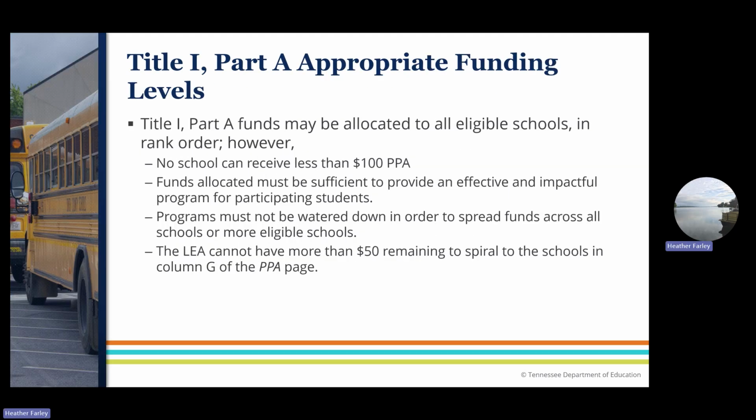Also, when you're looking at what schools to serve, think about appropriate funding levels. You cannot give any school less than $100 per pupil amount. And you don't want to just keep giving money to schools, just saying, oh, they need some money. Ensure that the money they get would be beneficial to run a strong Title I program for the students. And also note, as you are spiraling, you cannot have more than $50 remaining on column G of the PPA page.